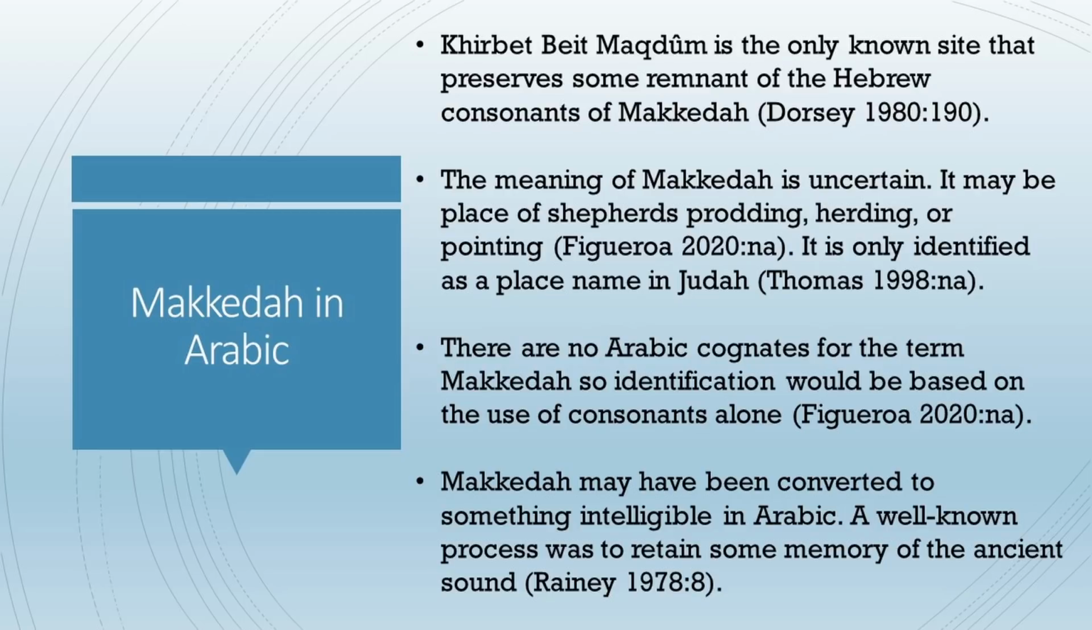I talked to a linguist, and there are no Arabic cognates for the term that he knew of, so the identification would be based on the consonants alone, use of the consonants in a later period. So Makkedah may have been converted to something intelligible in Arabic, and Rainey says that was a well-known technique. So they just take the consonants and say, well, let's name it this, or something like that.